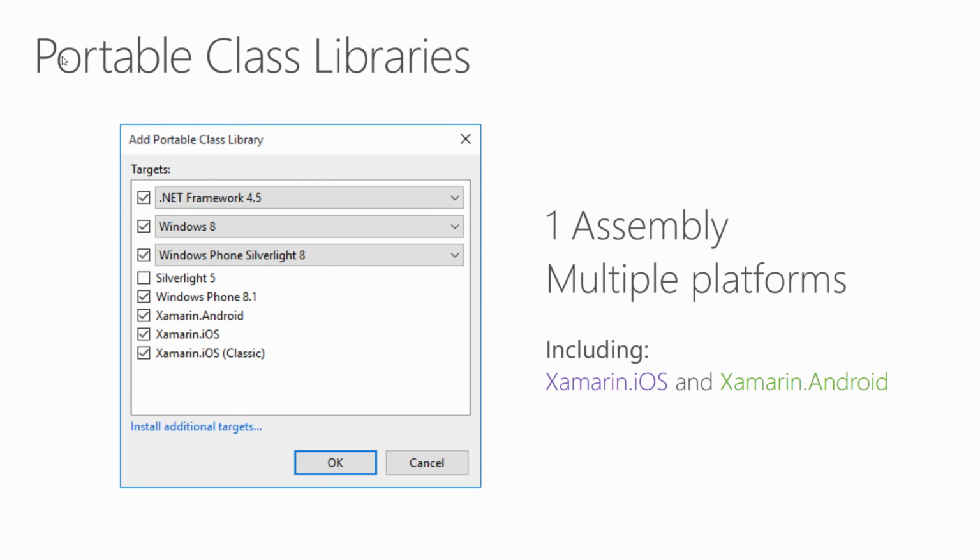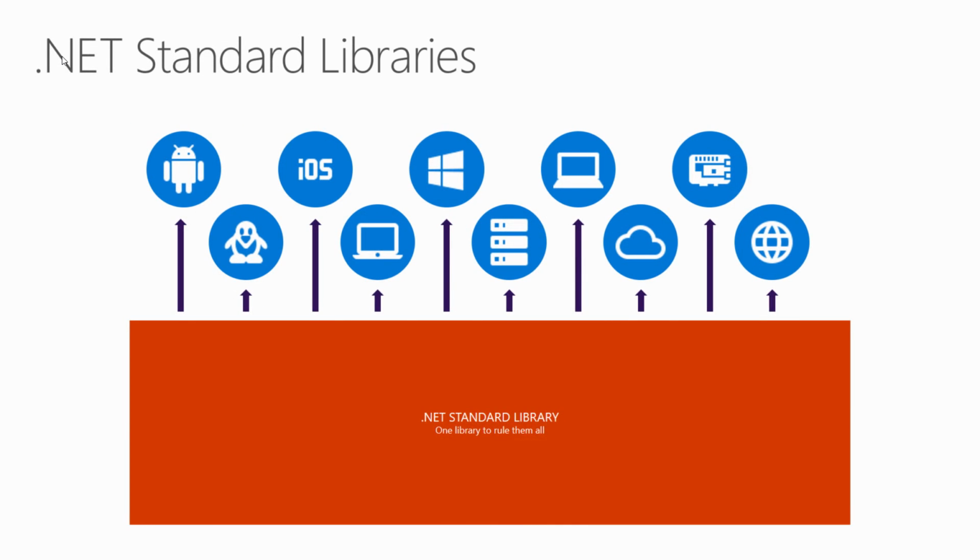Today in this demo, I used portable class libraries, which essentially are a cross intersection of the available APIs on each of the platforms, including Xamarin.iOS, Android, and Mac as well. So it gives you one assembly to target multiple platforms. The next evolution of that, which is coming out, is .NET Standard libraries. They're kind of available today, and they're going into 2.0, getting ready.